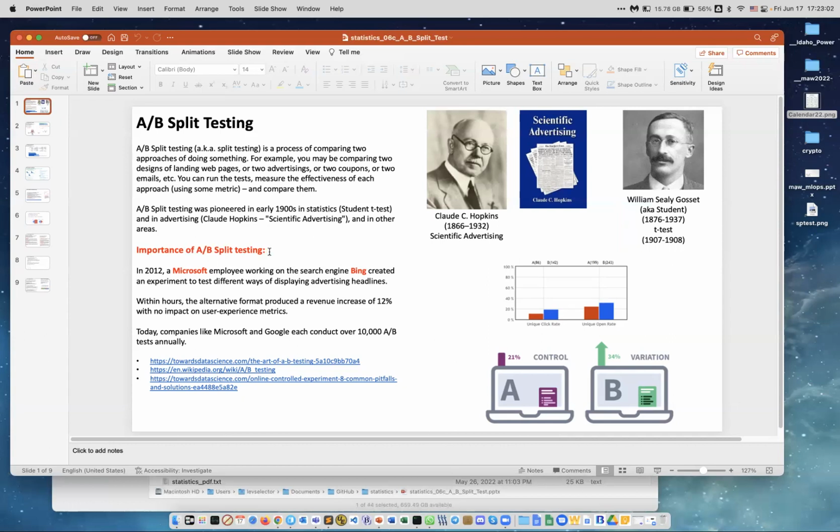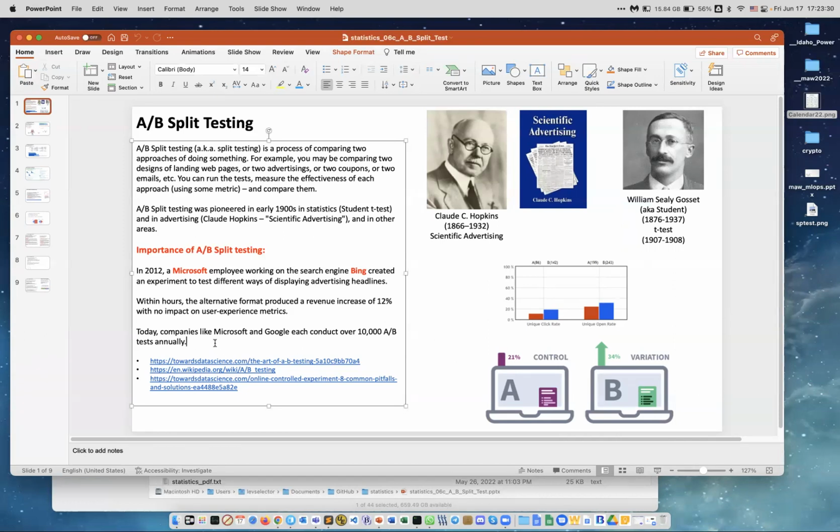Importance of A/B split testing. In 2012, a Microsoft employee working on the search engine Bing created an experiment to test different ways of displaying advertising headlines. Within hours, the alternative format produced a revenue increase of 12% with no impact on user experience metrics. So today, companies like Microsoft and Google each conduct over 10,000 A/B split tests annually.